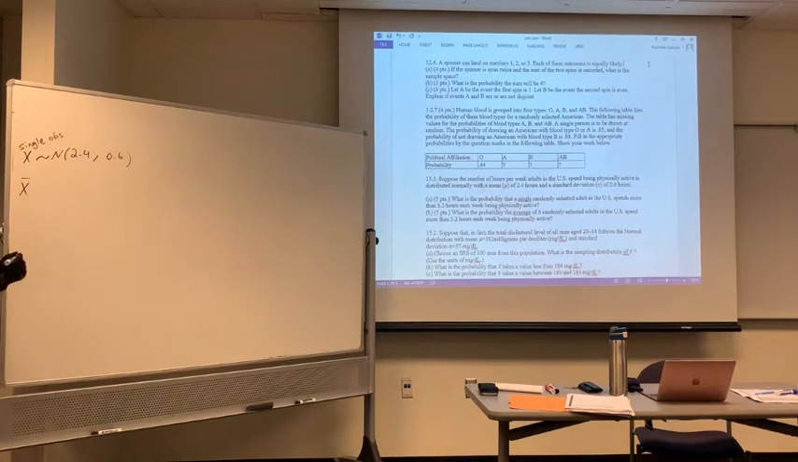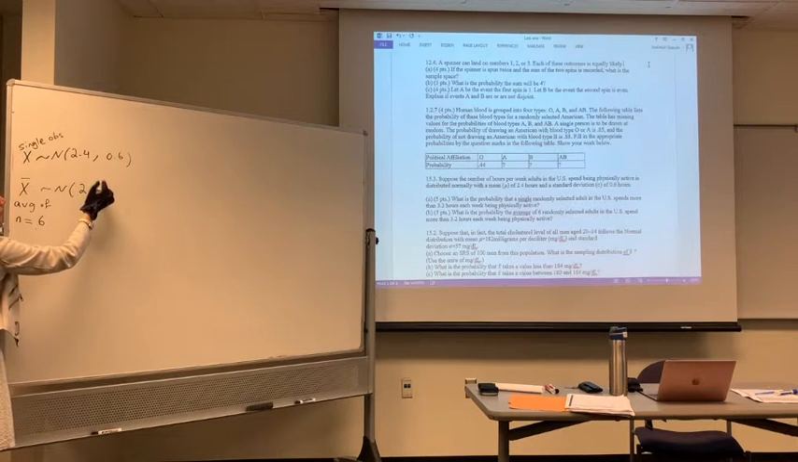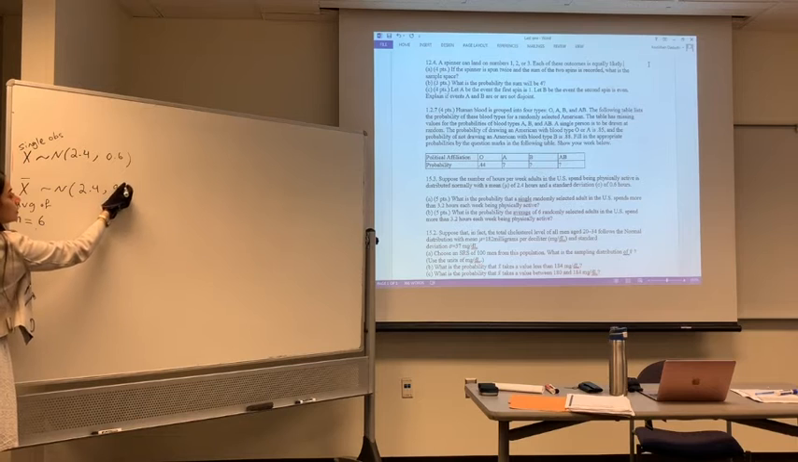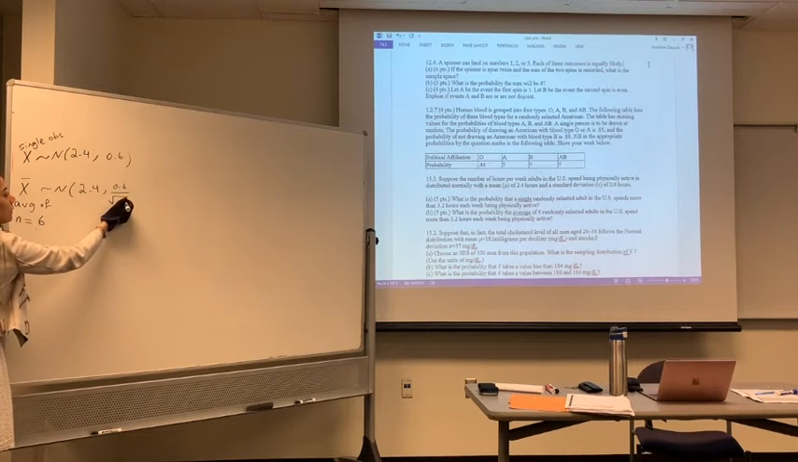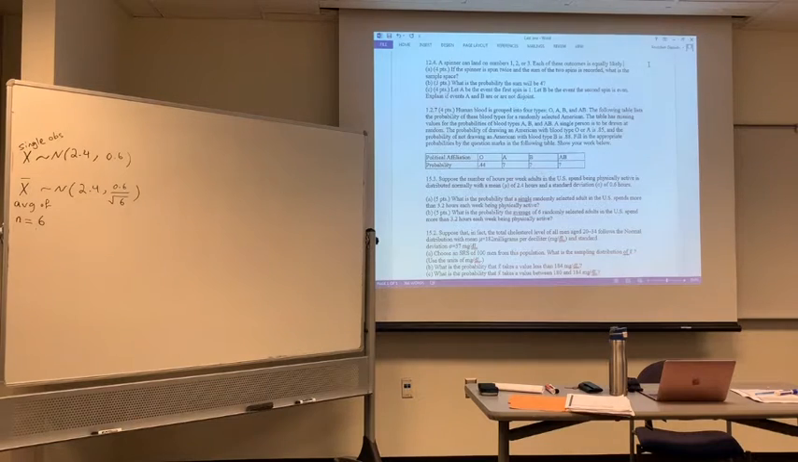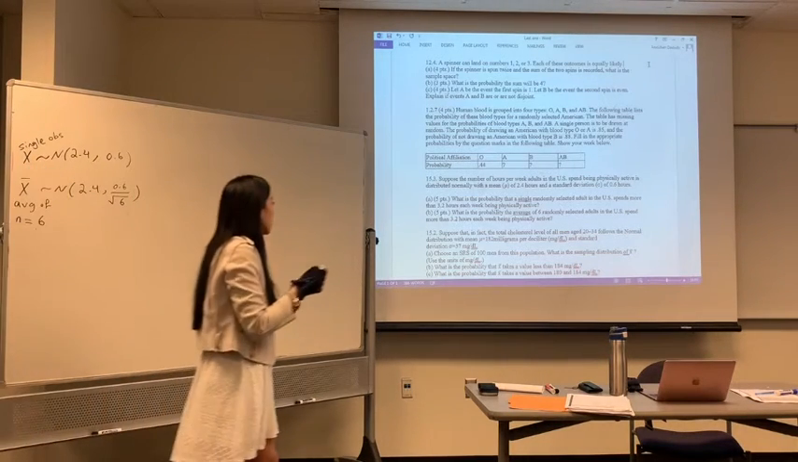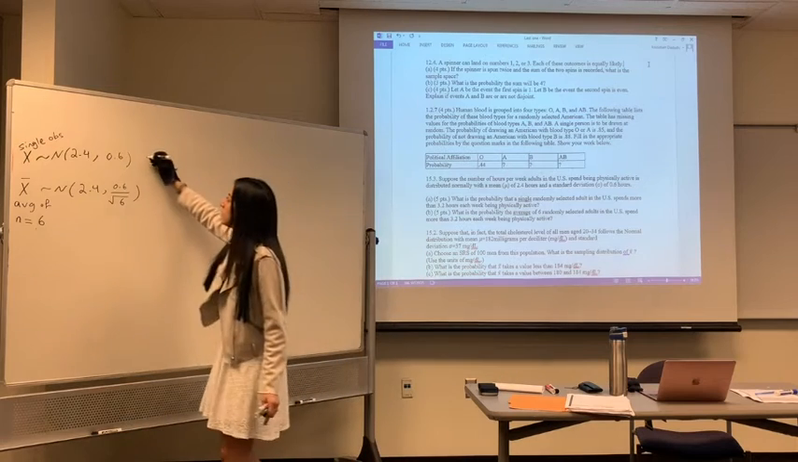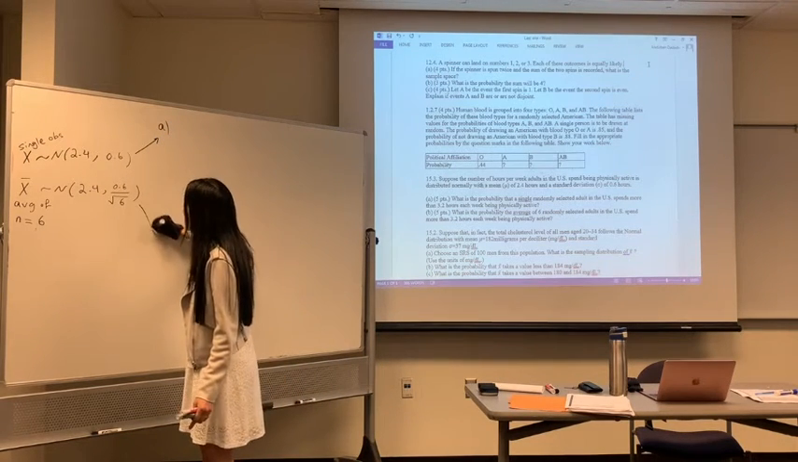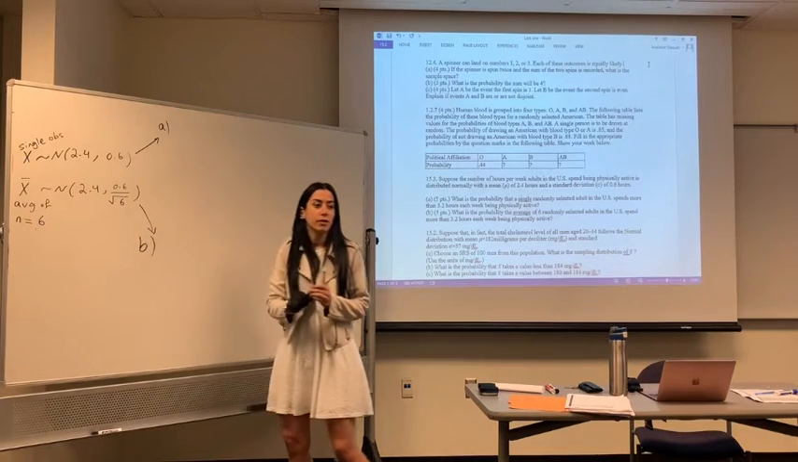X bar, the average of n, how many? In the next part it says, if you take 6 of them, right? In part B, it says 6 of them. The average of 6 has a normal distribution, the same mean as the population, but the standard deviation changes to 0.6 divided by square root of 6, right? So now, we use this one to answer part A. We use this one to answer part B, right?